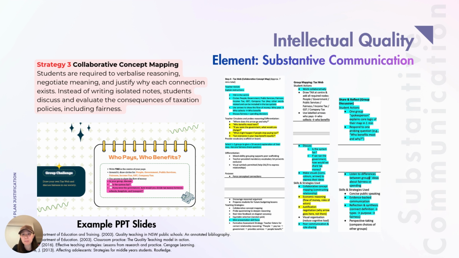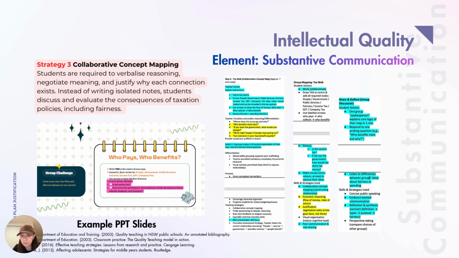All right, so the next dimension is intellectual quality, and the element we choose is substantive communication. So the first strategy is called collaborative concept mapping, and in this lesson, I intentionally implemented collaborative concept mapping to promote substantive communication. So taxation is an abstract economic concept that involves multiple relationships between people, government, revenue collection, and public services delivery. So to support deeper understanding, students create a tax system web to visually represent the flow and purpose of tax revenue.